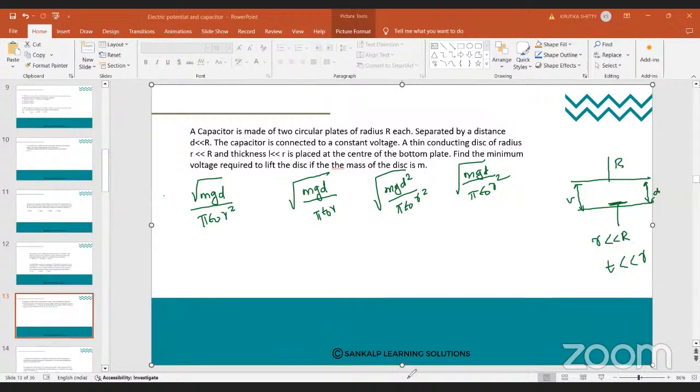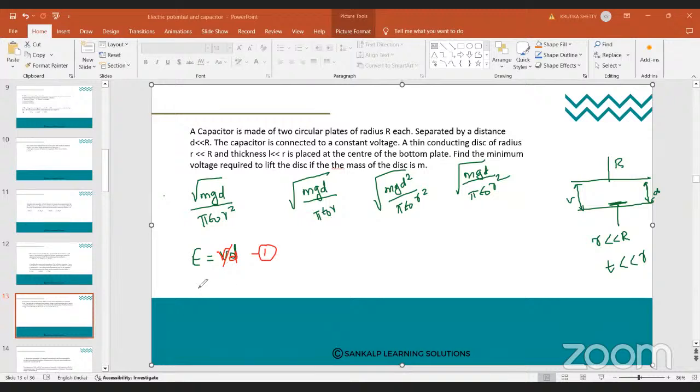So see what we are going to do now. Okay, so first q dash. See the steps. The electric field between the plates is given by E is equal to V by D. This is the relation between electric field and the potential. So this I'll write as equation 1.